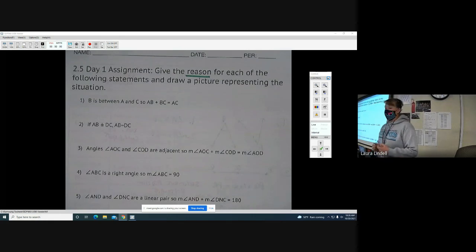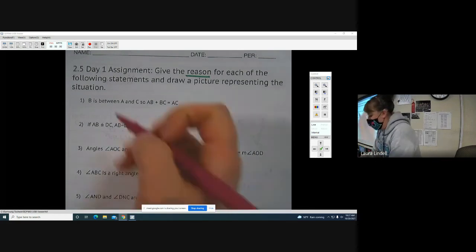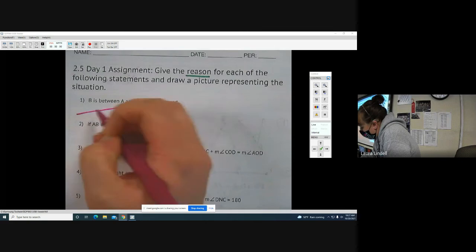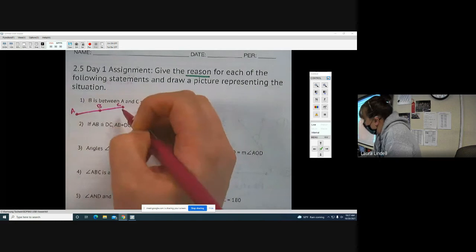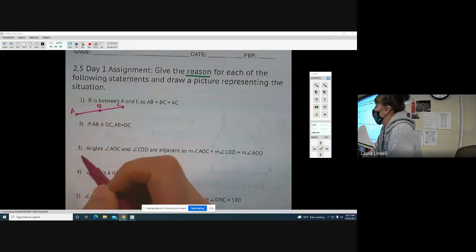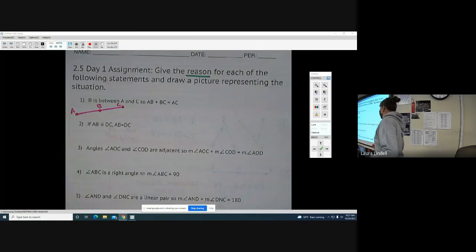Sometimes it's easier to draw the picture first. Like in the first one, we're really good at drawing this kind of picture. We've done this a whole lot. B is between A and C. Draw what that looks like on your paper. For segments, B is between A and C. If you drew something like this with ABC on it, that's the picture we're looking for here.